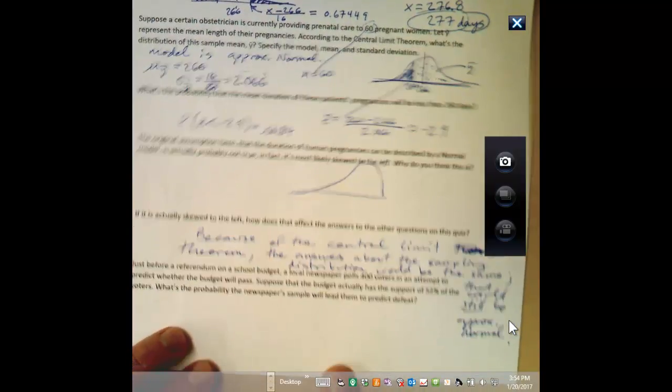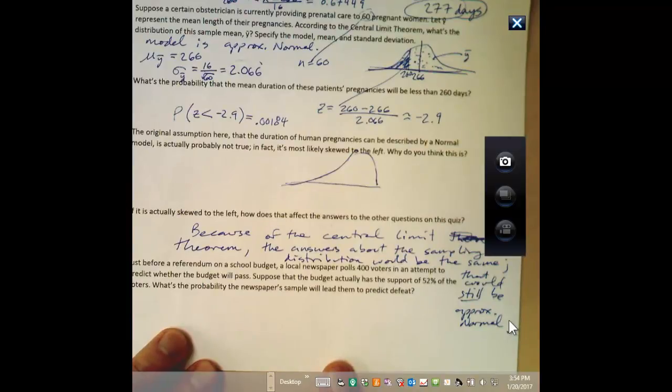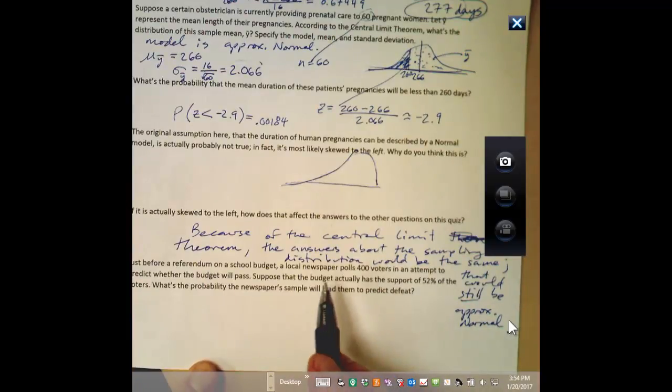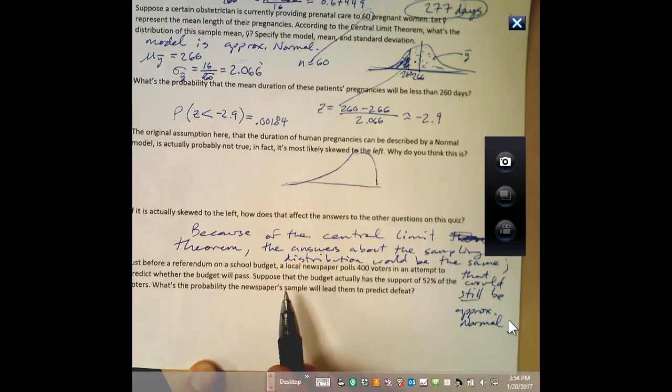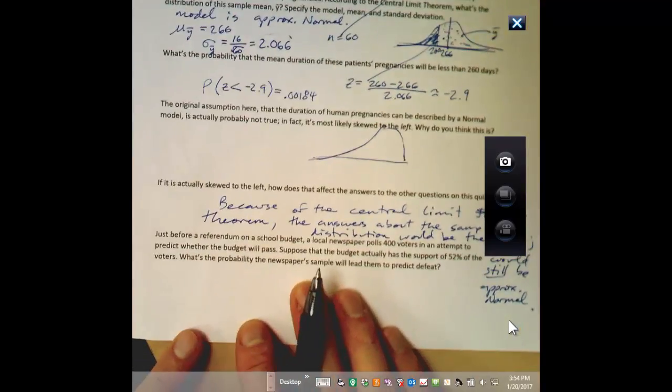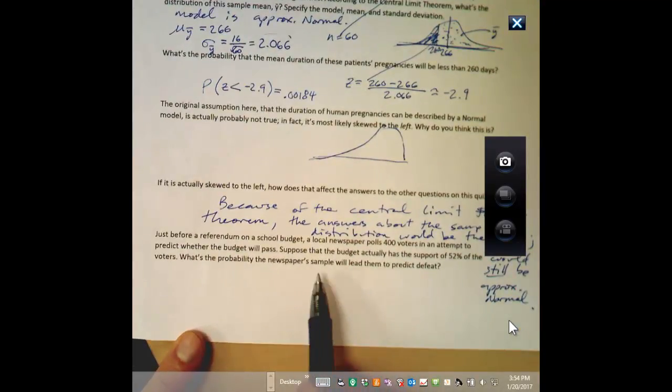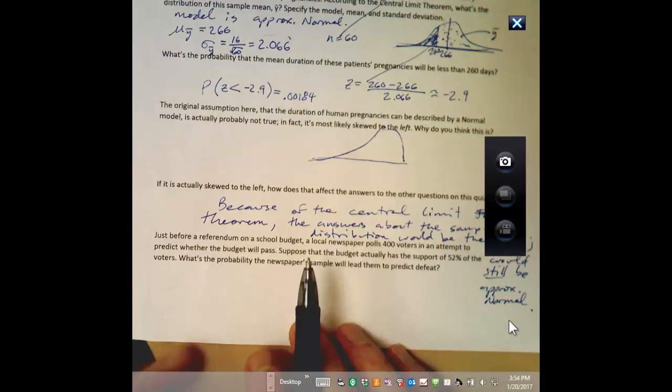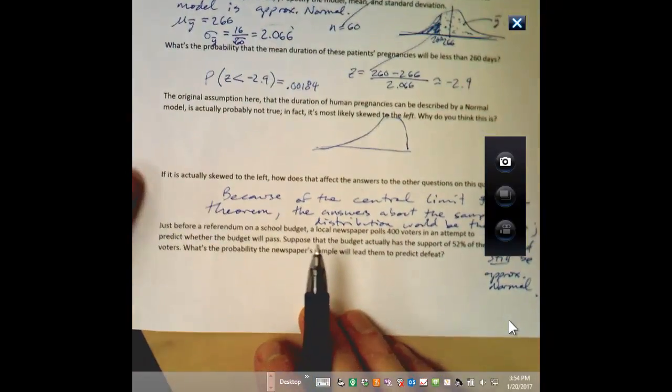All right, finally, guys, just before a referendum on a school budget, a local newspaper polls 400 voters in an attempt to predict whether the budget will pass. Suppose the budget actually has a support of 52%. What's the probability? Okay, now, we did this together in the group. You could either do it with p hats or you can do it with just x's. I'm going to do it with p hats just because we're trying to get used to using p hats.